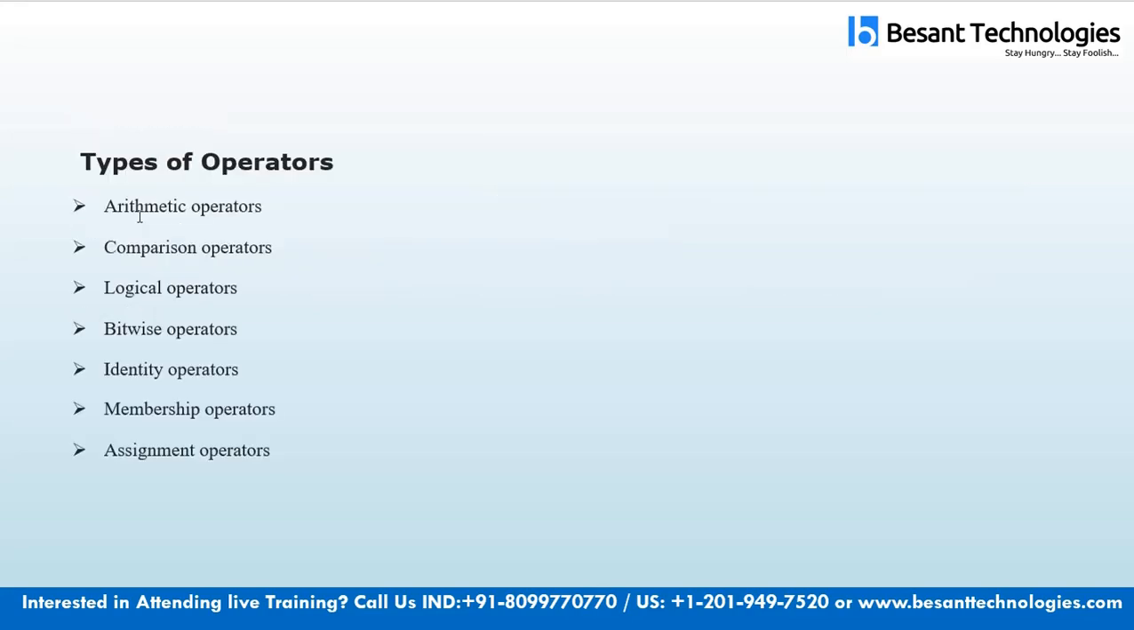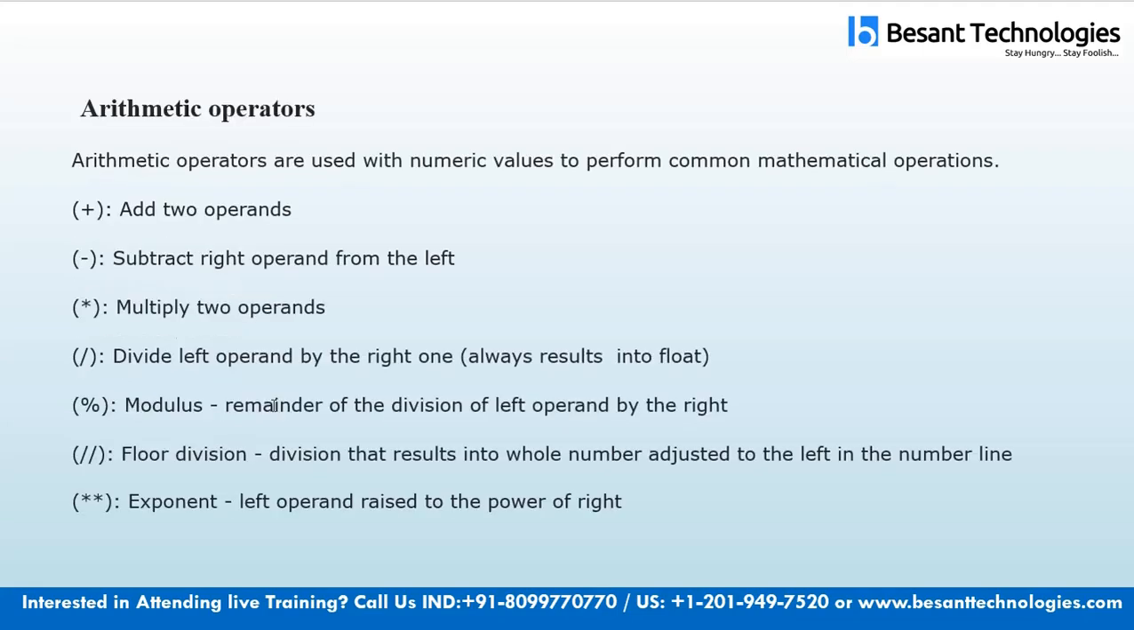What are the types of operators available in the Python language? Arithmetic operators, comparison operators, logical operators, bitwise operators, identity operators, membership operators, and assignment operators. We will see them one by one. First, arithmetic operators. Arithmetic operators are used with numeric values to perform common mathematical operations. The operators in this category are addition, subtraction, multiplication, division, modulus, floor division, and exponent.